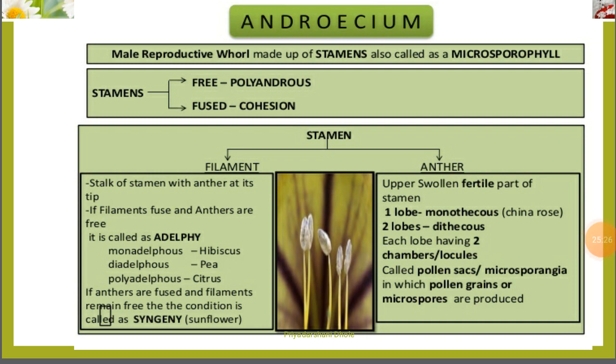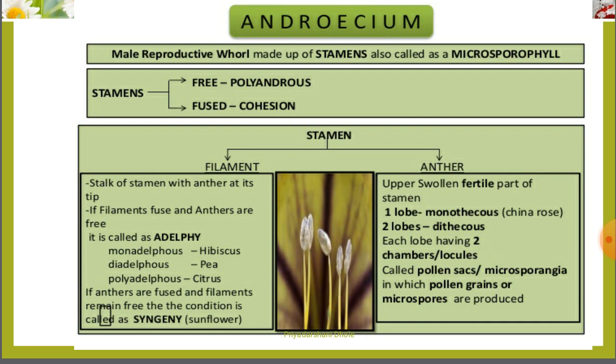Next part is the androecium, which is the male reproductive part, made up of stamens, also called microsporophylls. Stamens, when free, are called polyandrous, and when fused, this is called cohesion. Now this stamen is made up of two parts: the long slender wire-like branch, which is called the filament. Then above this filament there is an outgrowth, which is called the anther.